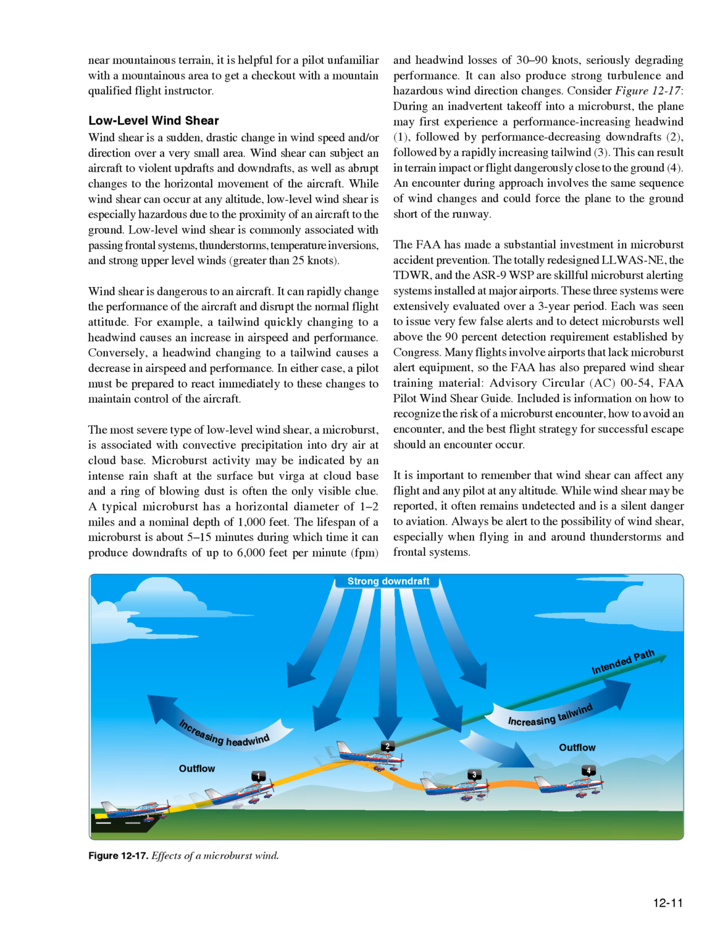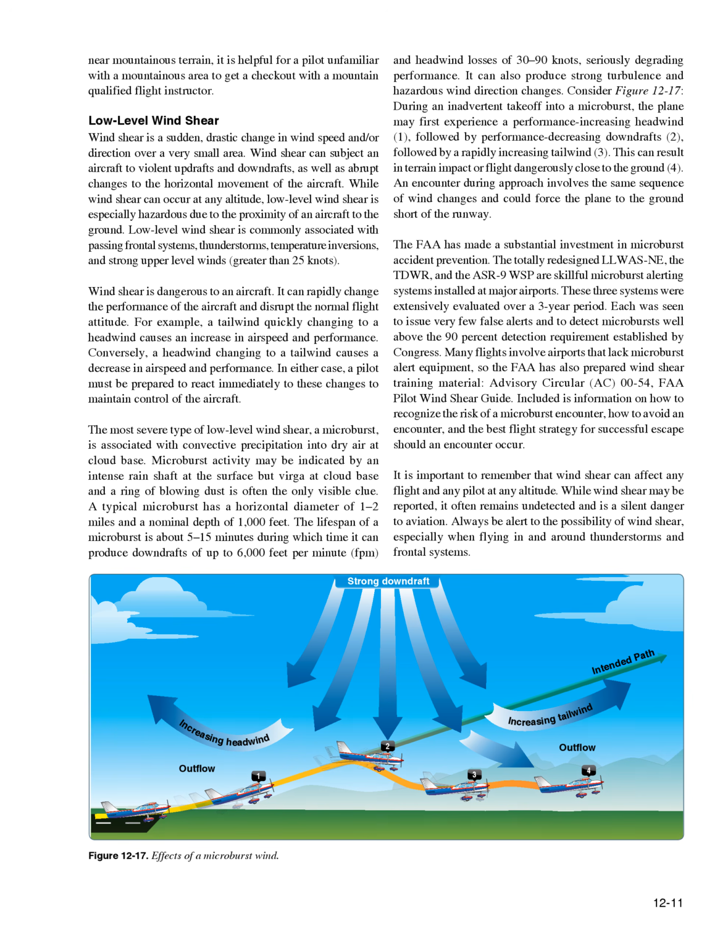Low-level wind shear is a sudden, drastic change in wind speed and/or direction over a very small area. Wind shear can subject an aircraft to violent updrafts and downdrafts, as well as abrupt changes to the horizontal movement of the aircraft. While wind shear can occur at any altitude, low-level wind shear is especially hazardous due to the proximity of an aircraft to the ground. Low-level wind shear is commonly associated with passing frontal systems, thunderstorms, temperature inversions, and strong upper-level winds, greater than 25 knots.